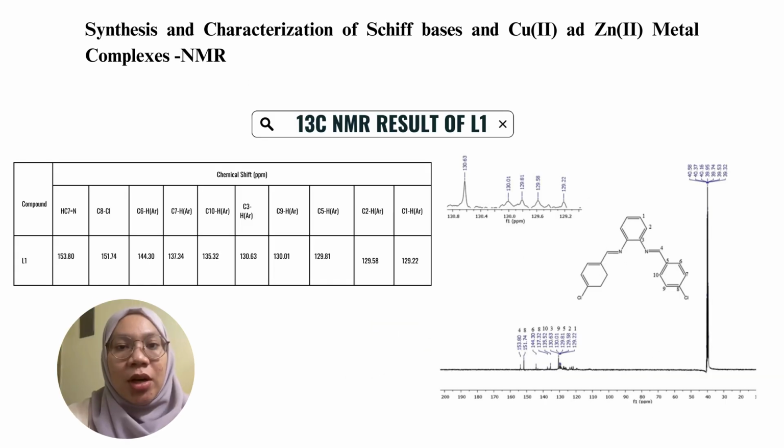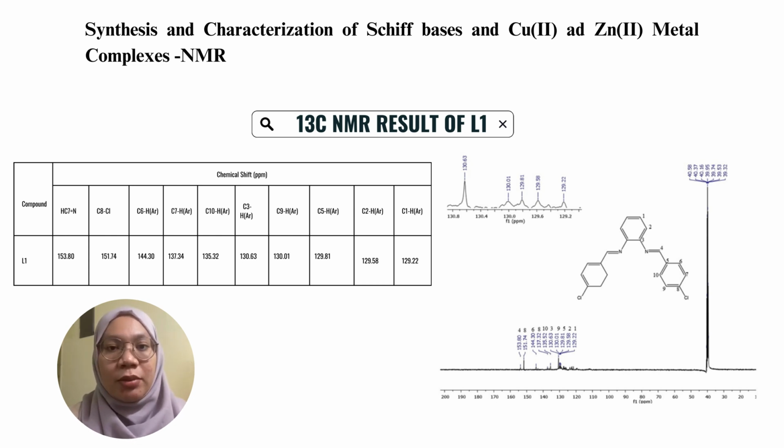From the table of 13C NMR data for ligand 1, the resonant peak for aromatic carbon C=N for ligand 1 was observed in the downfield region at 153.80 ppm. The chemical shift of C=N for ligand 1 was slightly shifted due to the presence of an electron withdrawing group, which is chlorine, in the compound. The signal peak for C-Cl in ligand 1 was observed at 151.74 ppm.